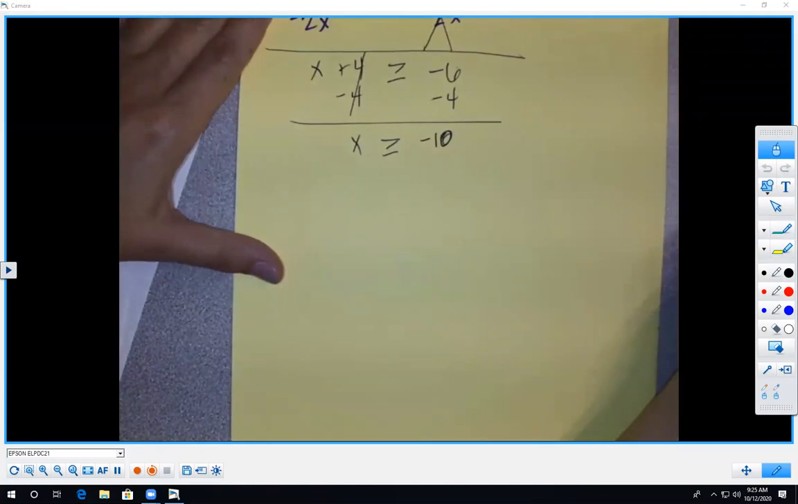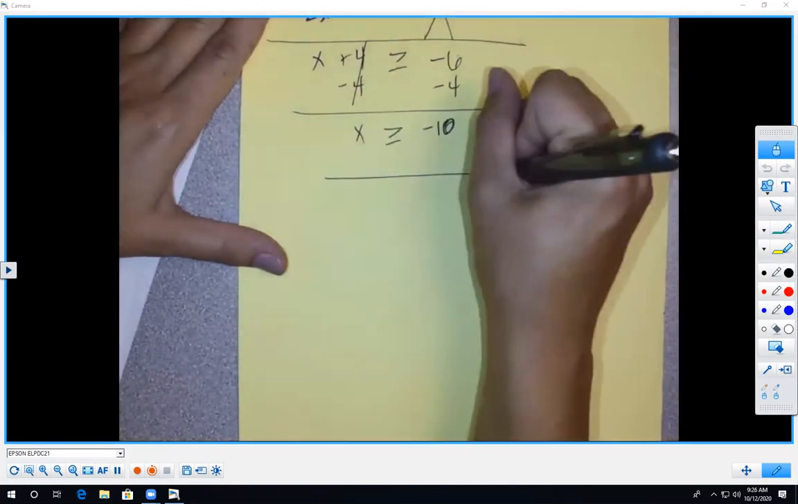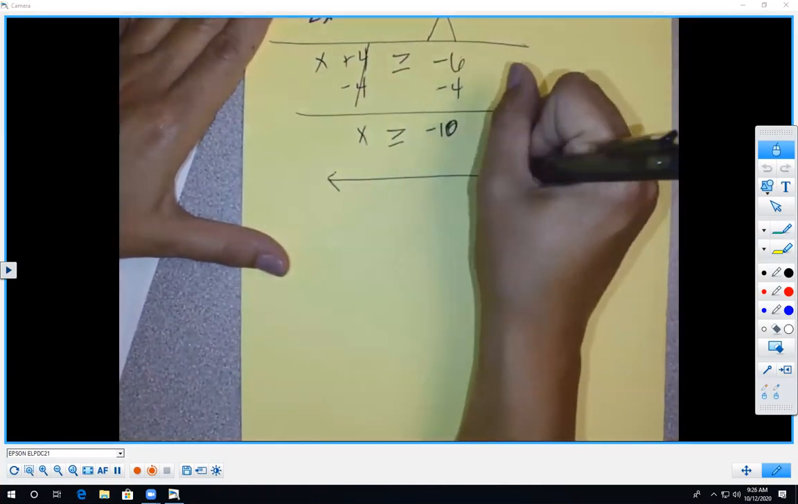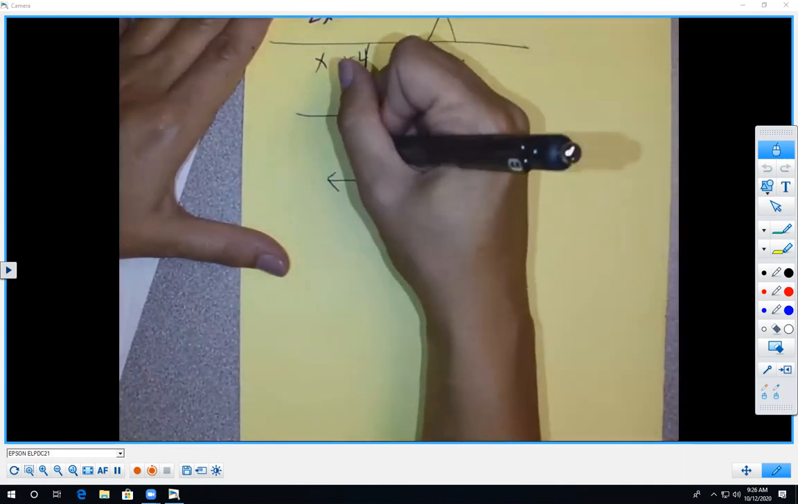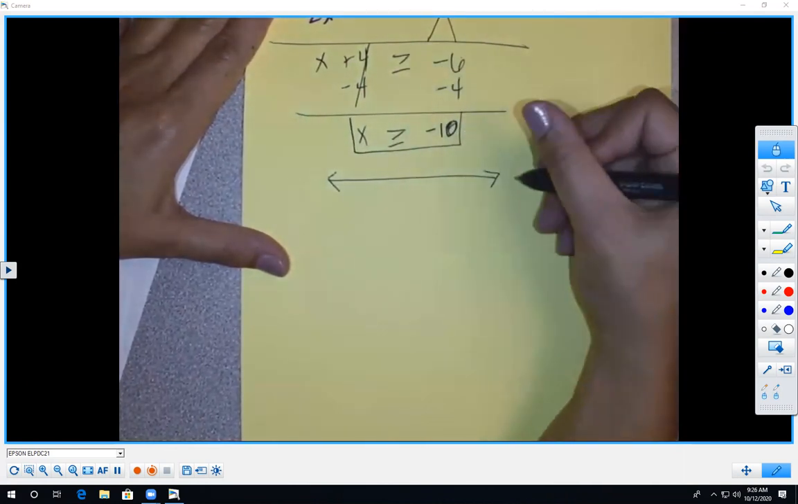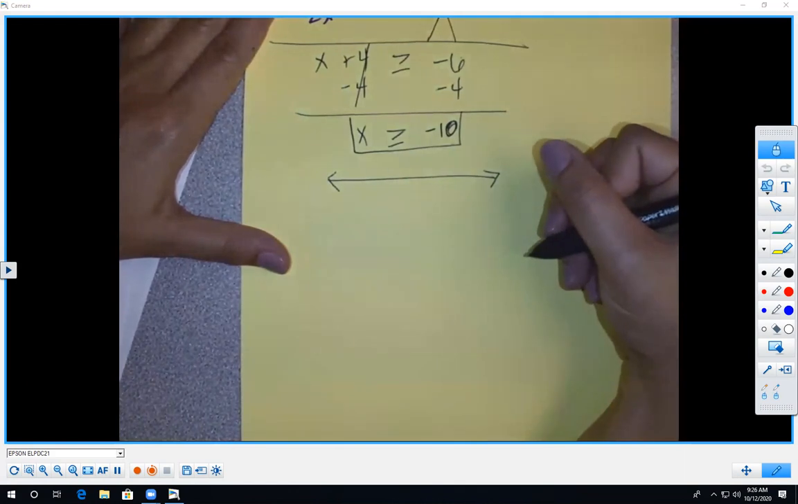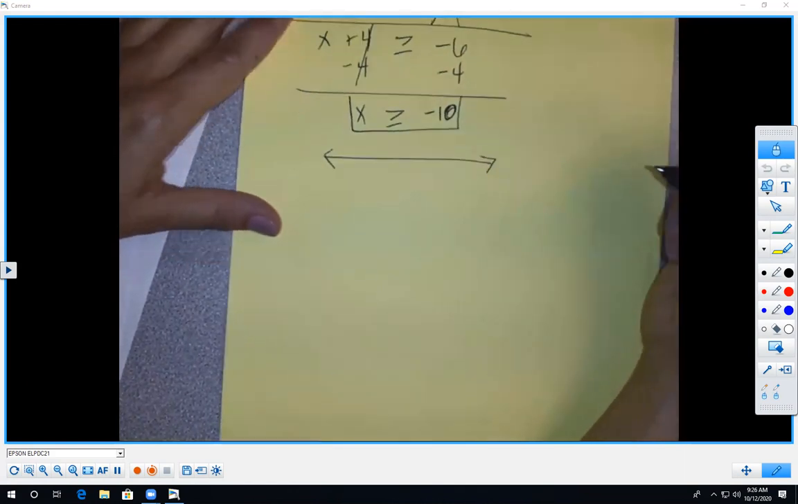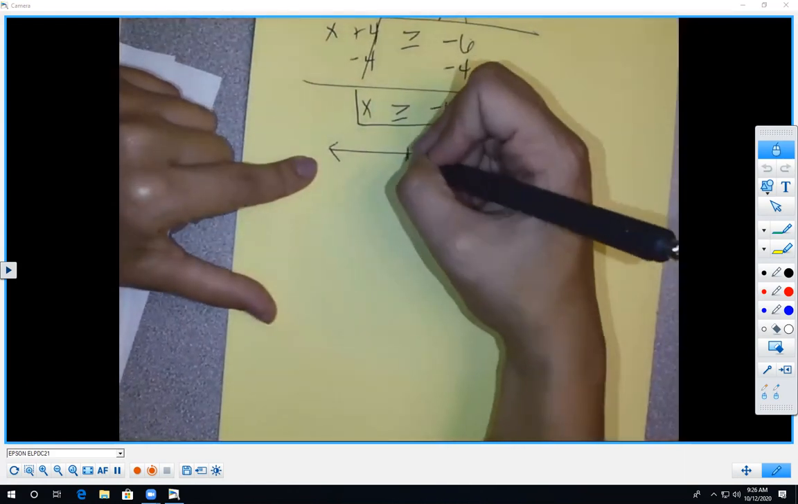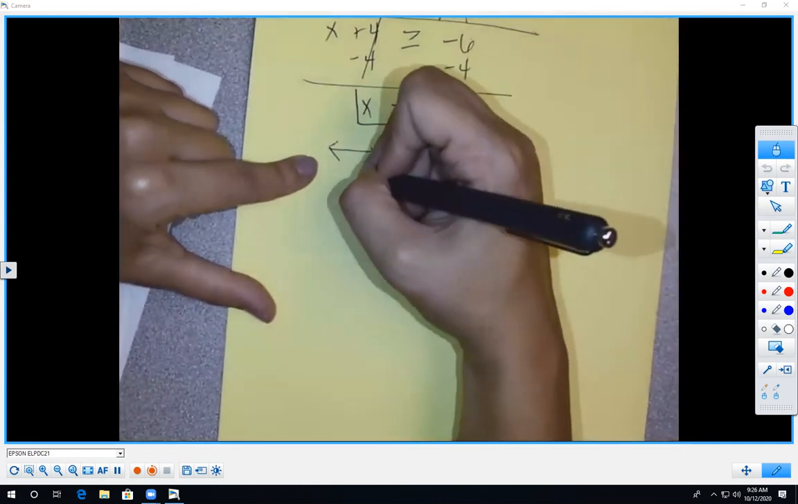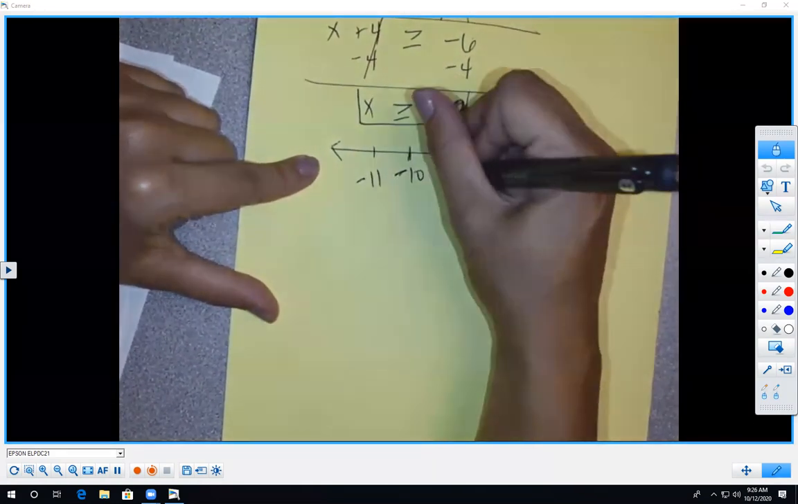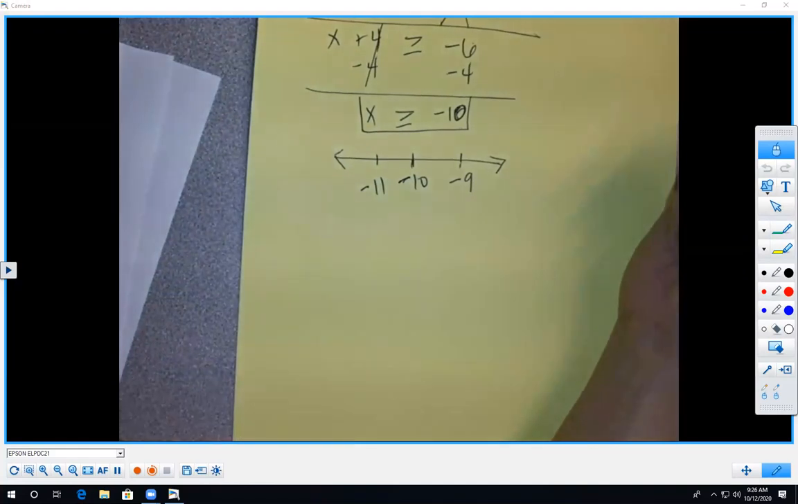Okay, so let's graph that on a number line. On these problems, you'll be asked to write your answer as an inequality, graph it on a number line, and then write it in interval notation. So there's 3 parts to your answer here. To graph it on a number line, I need -10 on my number line. A number before it would be -11. A number after would be -9.